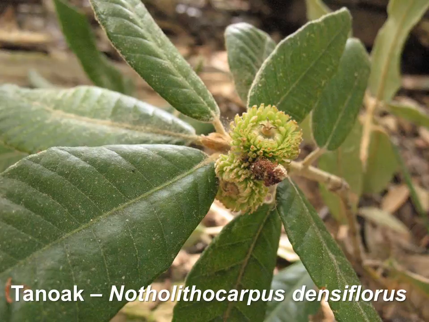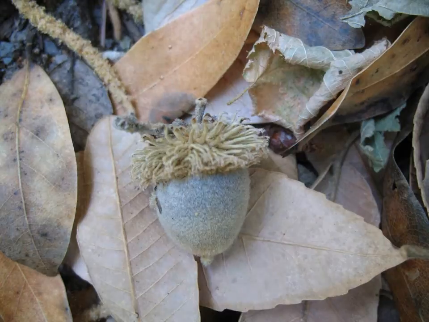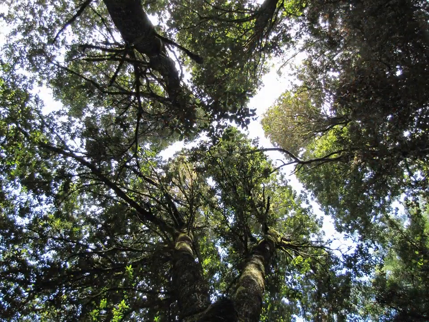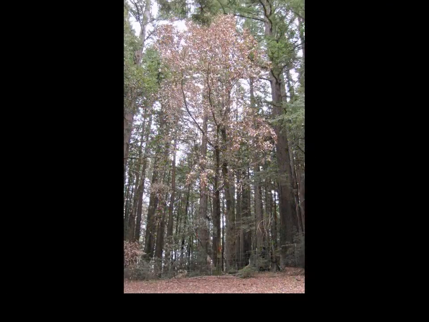Tan oak is a broadleaf evergreen hardwood related to oaks. Like true oaks, it forms a nut called an acorn. Tan oak's range is restricted to California and Oregon, where it often grows in association with coast redwood and other conifers. It is very susceptible to sudden oak death caused by the microorganism Phytophthora ramorum.